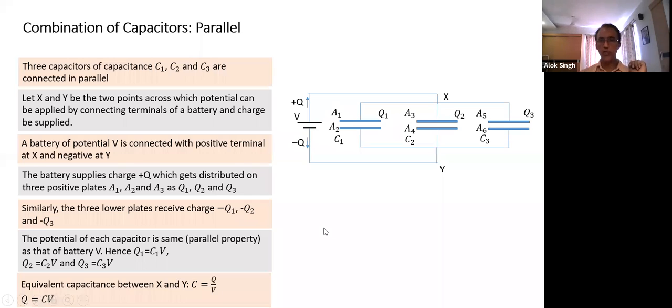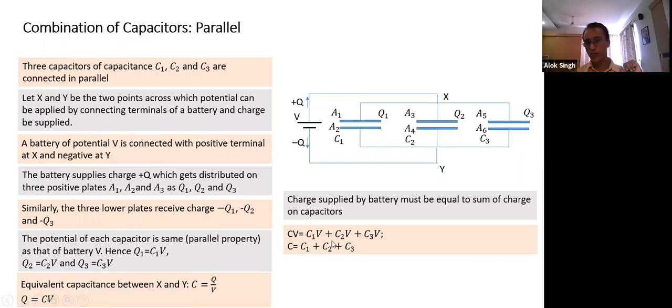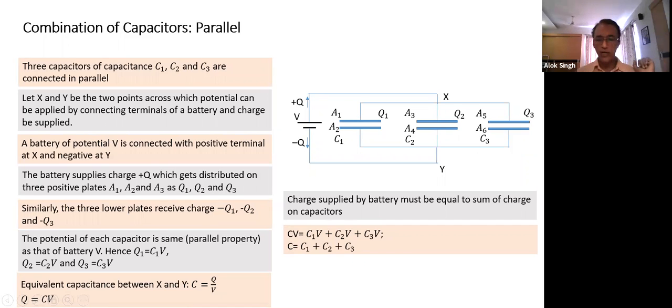This Q1 plus Q2 plus Q3, if there's an equivalent capacitance C, that equivalent capacitance also draws a charge Q. Then what has to happen for this capacitance to be equal? This charge Q drawn here also has to be the same as the charge drawn by the 3 capacitors. What are you going to do? The charge supplied by the battery must be equal to the sum of the charges on the capacitors. We take this charge Q on the equivalent capacitor C as equal to the sum of the charges on the 3 capacitors. And we get the formula: the equivalent capacitance is nothing but the sum of the individual capacitances, C is equal to C1 plus C2 plus C3.